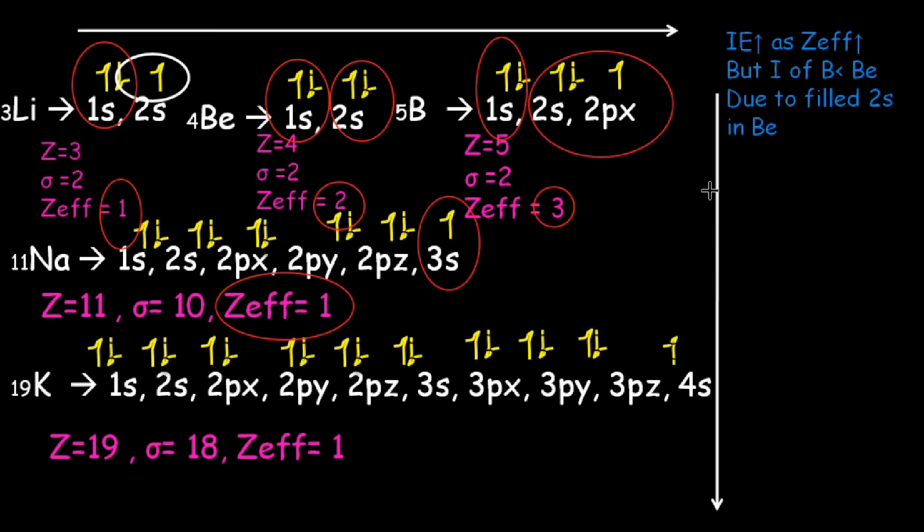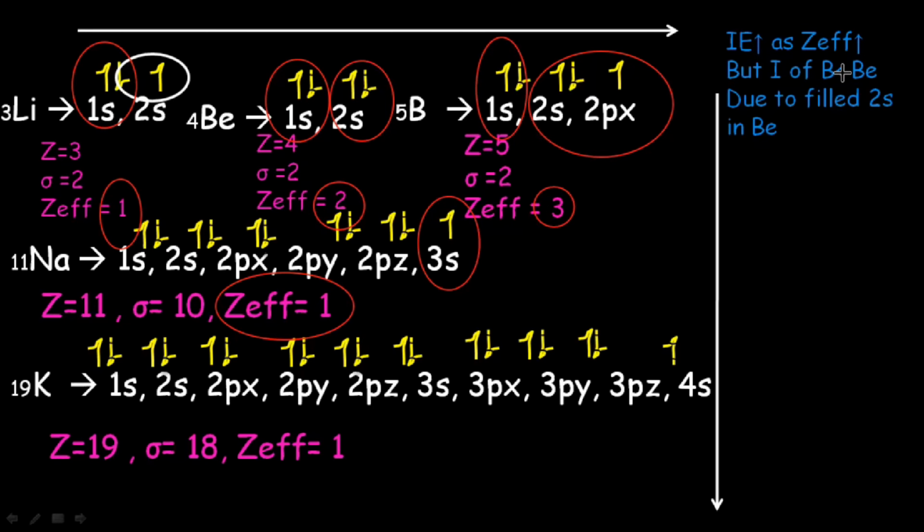Along the period, effective nuclear charge increases. The hold of nucleus on the outermost shell also increases. And we say that ionization energy while moving from left to right in a period increases.